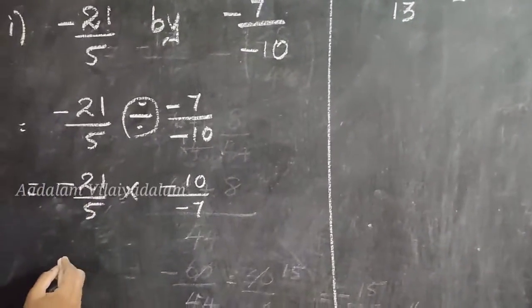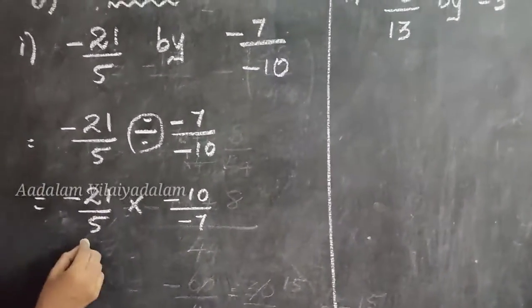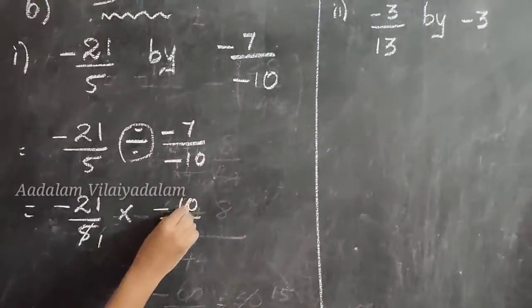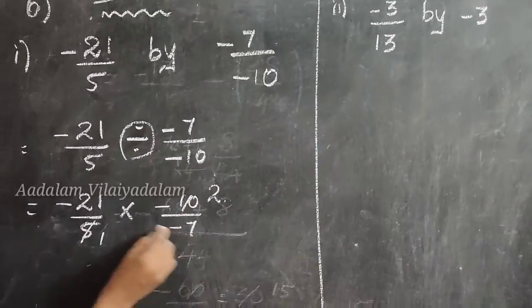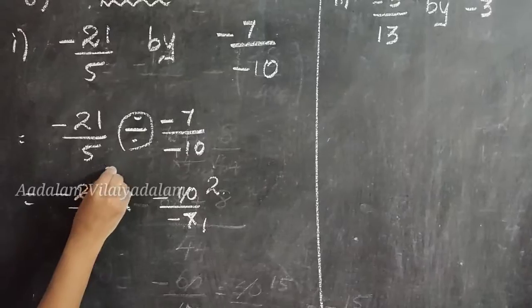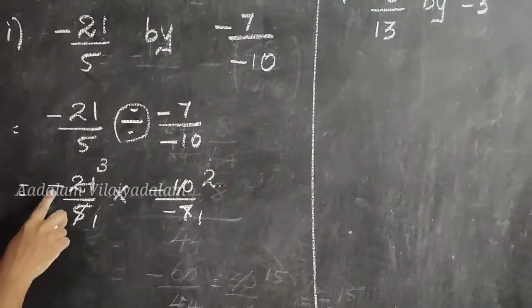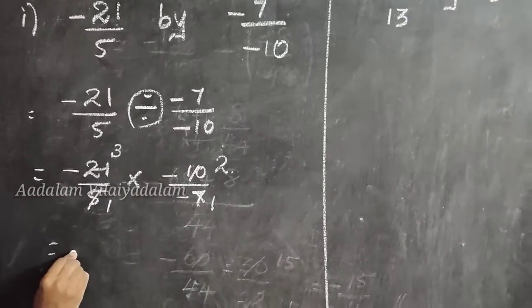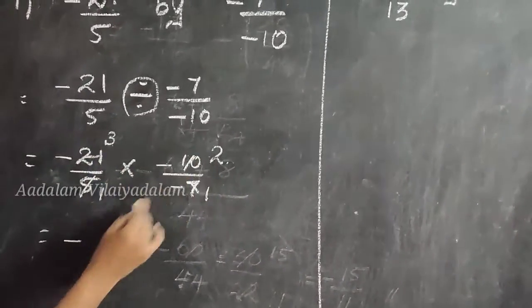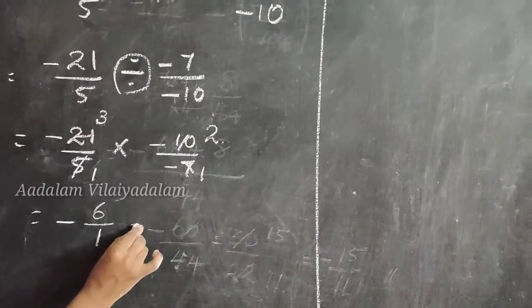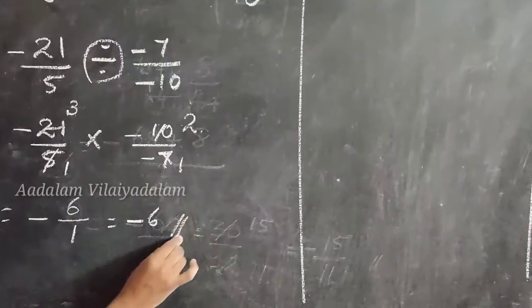So the same method, multiplication method only. Here also 5 and 10 common cancel. So 5 table 1 times, 2 times. So here also 7 table only. 7 table, 7 1s are 7, 7 3s are 21. So minus into minus, plus, again plus into minus, minus. So the answer is minus 3 2s are 6, 6 divided by 1. Here denominator 1 no value. So the answer is minus 6.